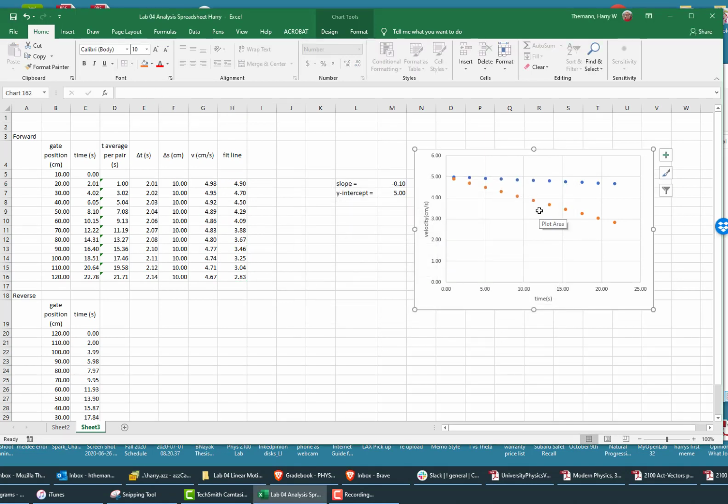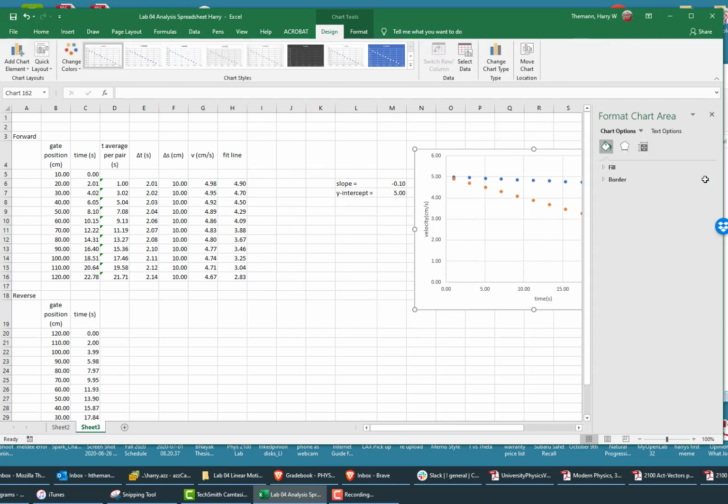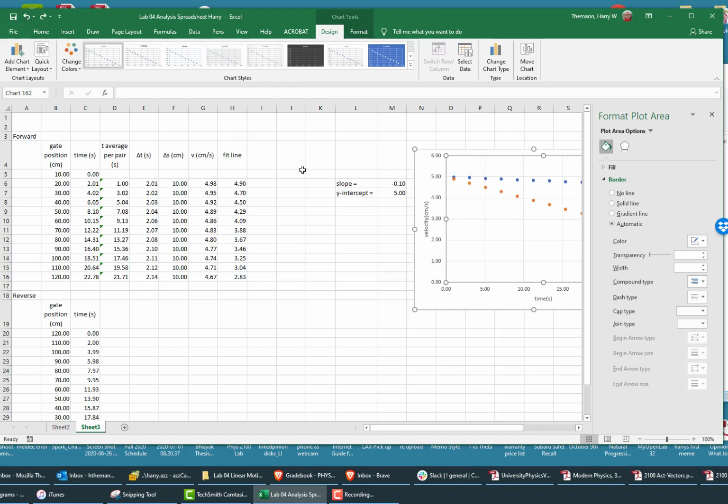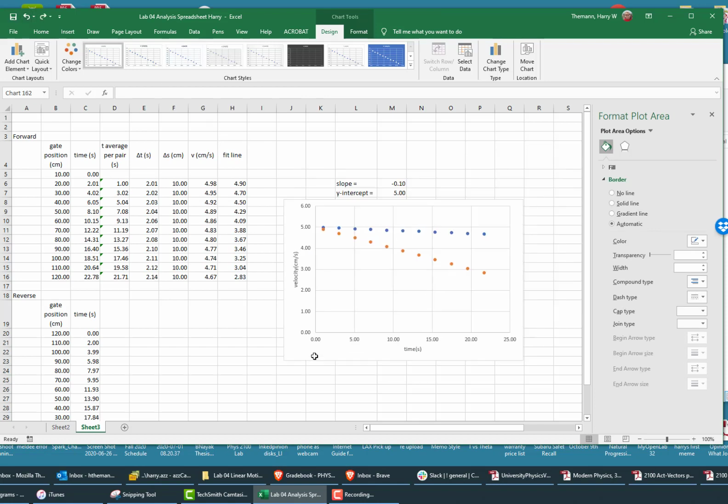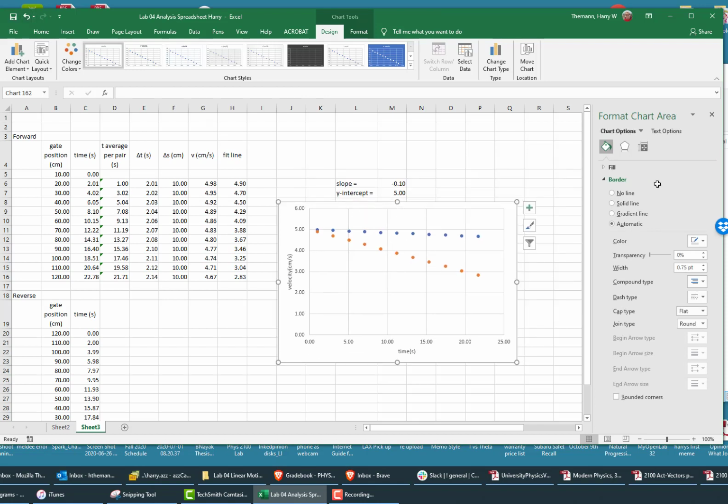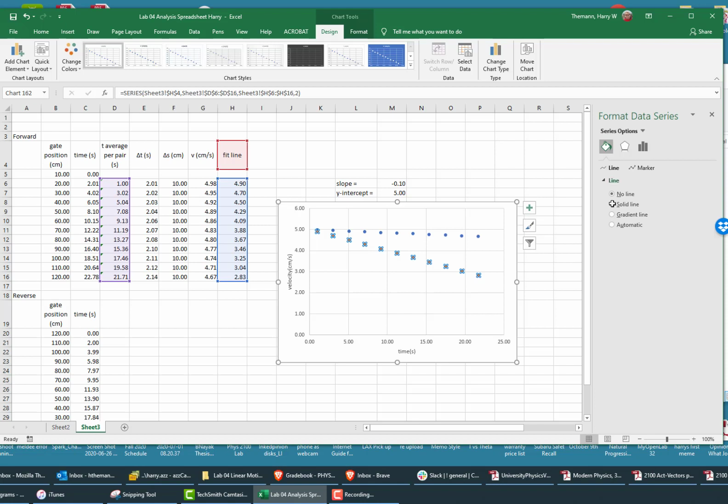All right, so now we have to format this. So we can just double click on the chart just to be safe. So we want to format the data series. Oops. Let's move this over here. It doesn't have a title. Okay, so we want to format the fit line series. There we go. So we want a line.